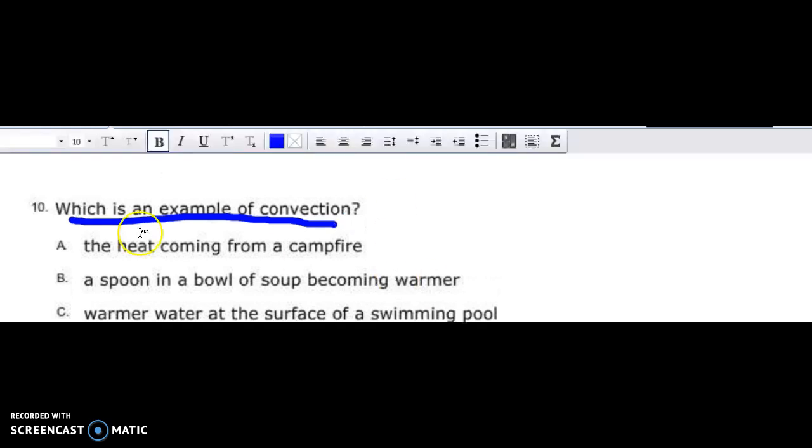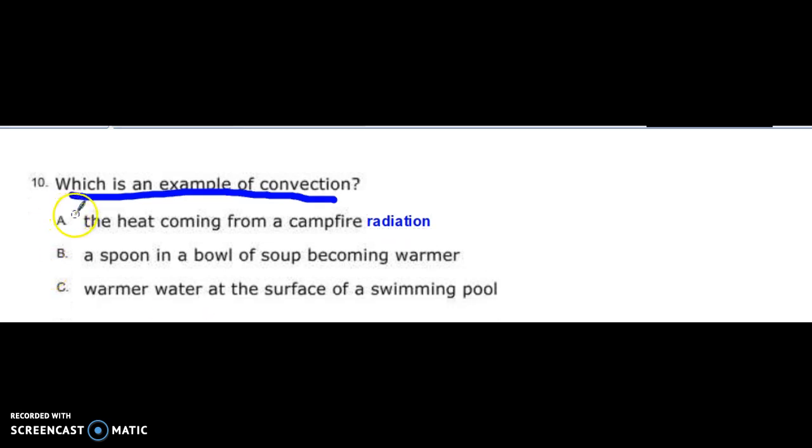It's a tough question. Well, the first one says the heat coming from a campfire. Well, we all know that that is radiation. At least I hope we know that, because that'll be on the test. And we know that's not the answer. So then we've got two more choices.